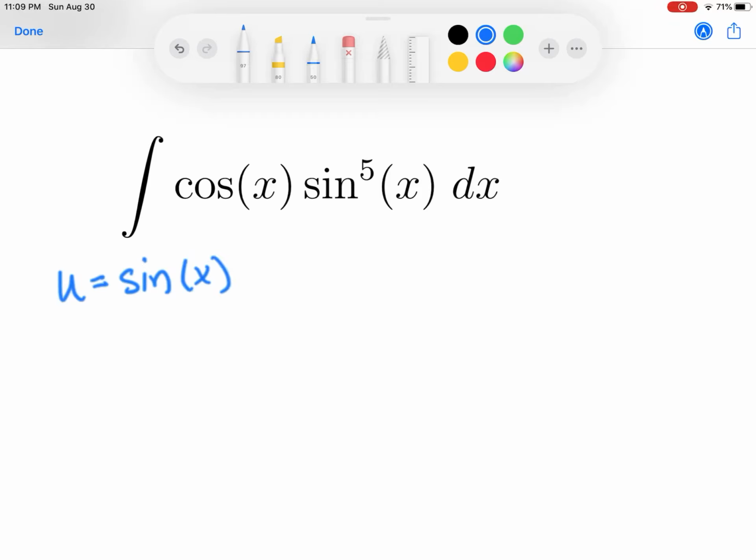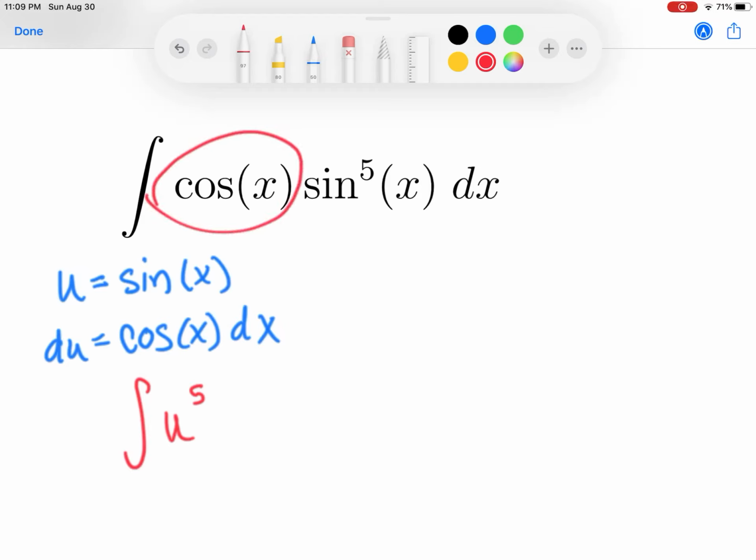All right, so U is equal to sine x. What's du then? Well, du would be the derivative of that. So the derivative of sine x is cosine x, right? So we have cosine x dx. That looks good. Now if we do a U sub, let's see if this helps us out here. So if we do a U sub, we would actually have u to the fifth.